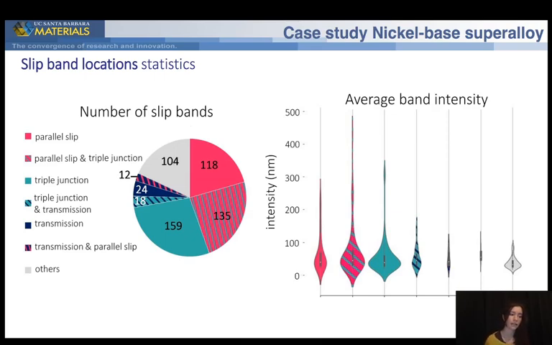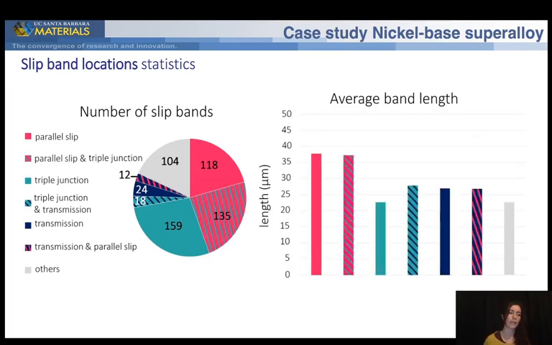We can calculate the average intensity of each slip band, and so how high of a step it creates on the surface, and plot this distribution according to the type of slip band, according to all these categories. And we clearly see that the most intense slip bands are these in parallel slip configurations or these connected to triple junctions. Those in transmission and other bands are of relatively low intensity, so this means that they are less likely to initiate a fatigue crack and they are of lesser interest for our study.